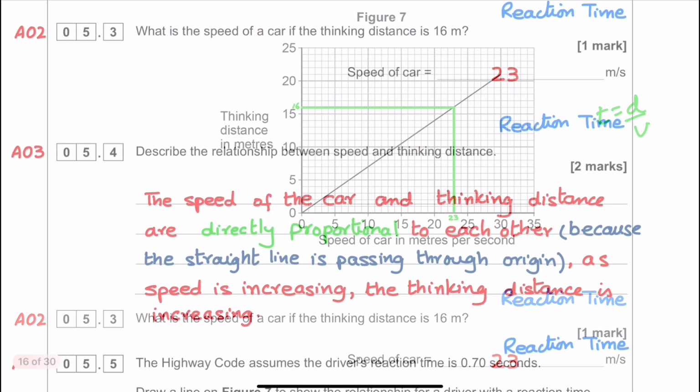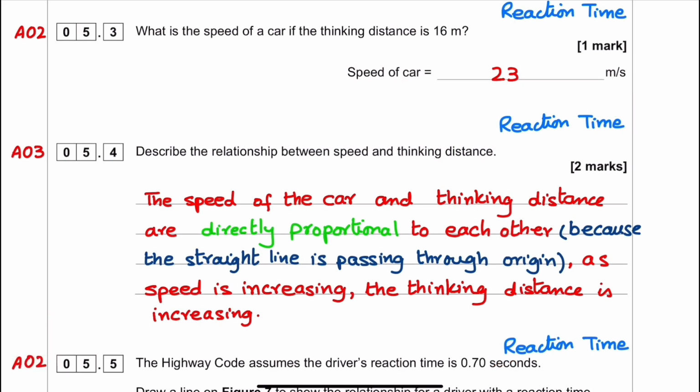Let's see the model answer. The speed of the car and the thinking distance are directly proportional to each other because the straight line is passing through the origin. As the speed is increasing, the thinking distance is also increasing.